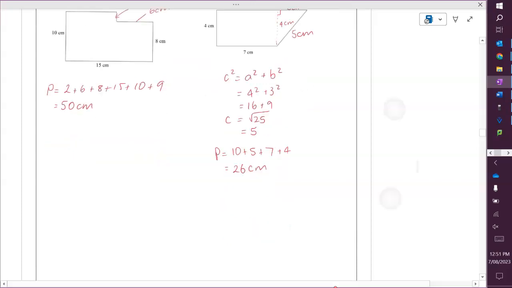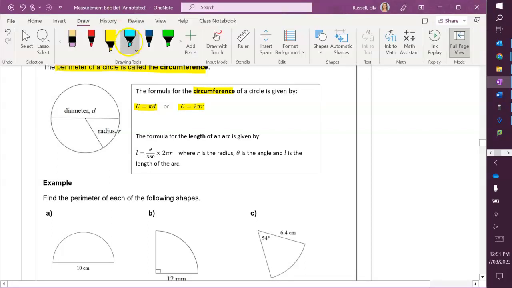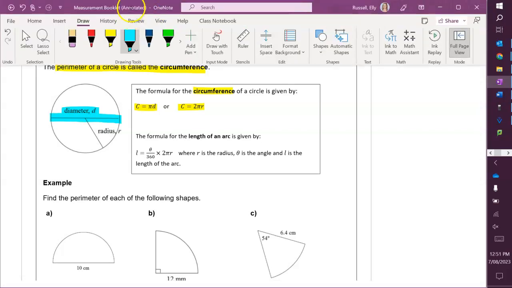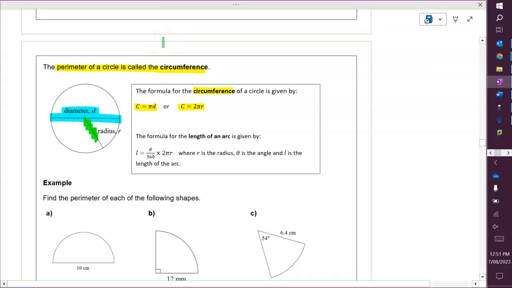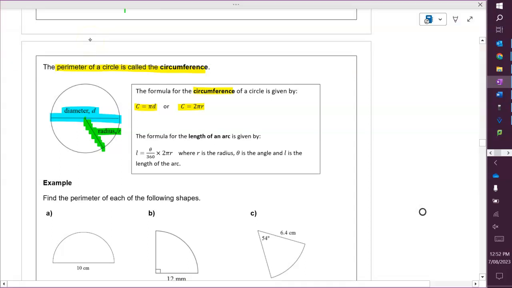Then we go into our circular shapes. So when we talk about the perimeter of a circle, the perimeter of a circle is actually called the circumference. And when we look at the circumference, there are 2 formulae you can use. You could use C equals pi d or C equals 2 pi r. Now, our diameter is our whole way across the circle, and our radius is from the center of the circle out to the edge. So please make sure you know the difference between the diameter and the radius.